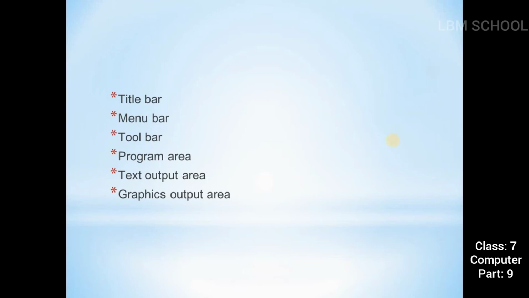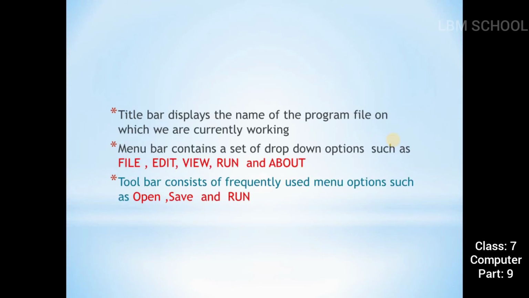What does the title bar display? It displays the name of the program, which is Basic 256. It was untitled in the picture. Menu bar consisted of many drop-downs like File, Edit, View, Run, and About. Sometimes it is About. Instead of About, it will be Help.